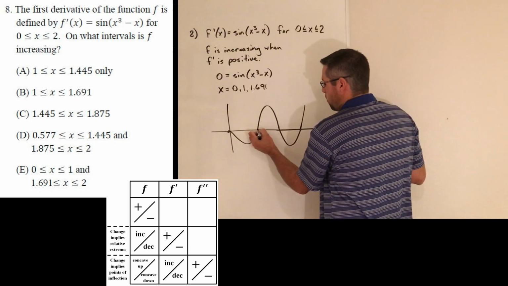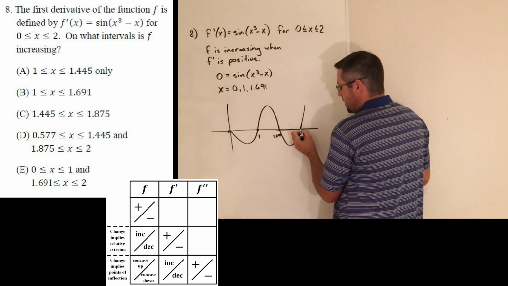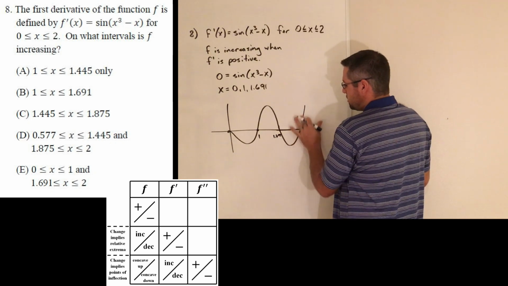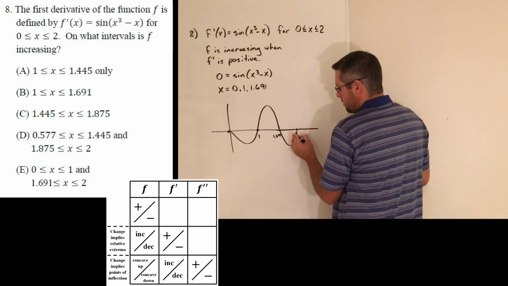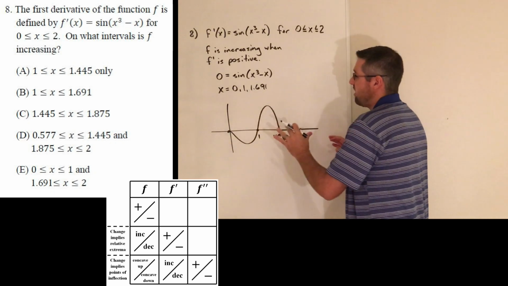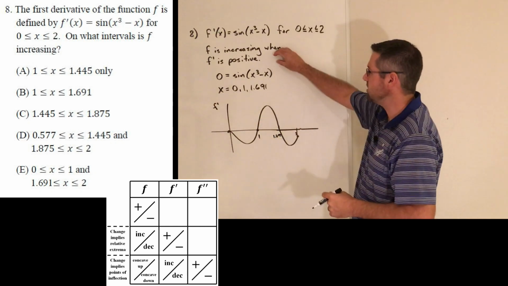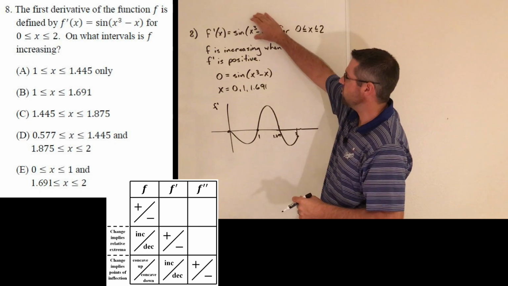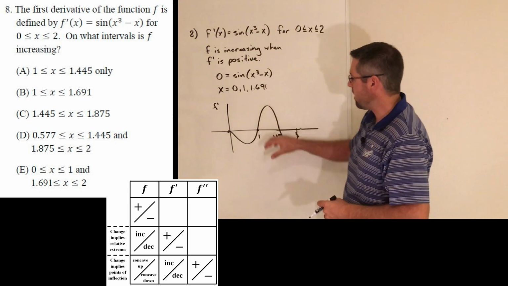So this is 1. This is 1.691. And then this point is actually beyond 2. So 2 is somewhere here, and the function dies off right here. Okay? So that's the graph of f prime. All right, and since we are looking for when f prime is positive, and we're given the f prime function, we don't have to take the derivative, we just need to look for when it's positive. So that's what the graph looks like.